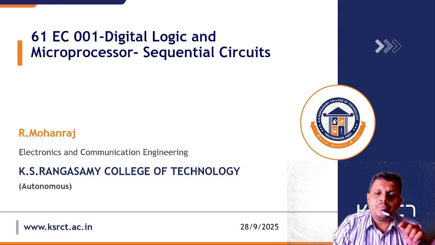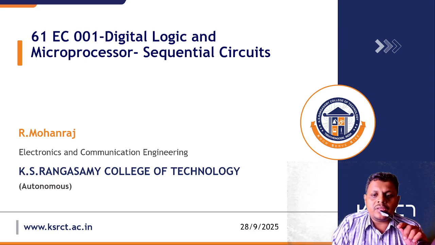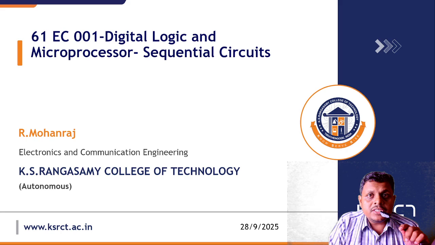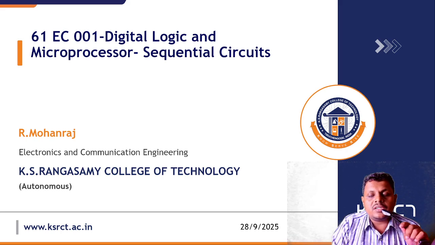What input we apply at the present state is obtained as the present state of the input value. Based on this input value, the output is produced, and that is known as a combinational circuit. Examples of combinational circuits are adder, subtractor, encoder, decoder, multiplexer, demultiplexer. So these are all examples of combinational circuits.